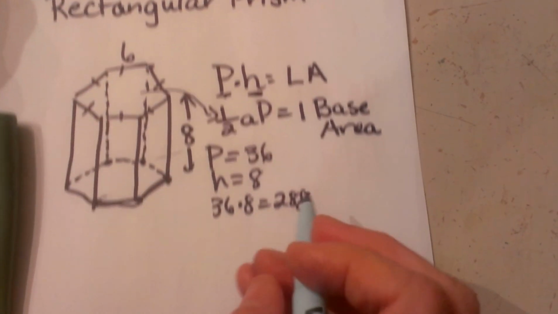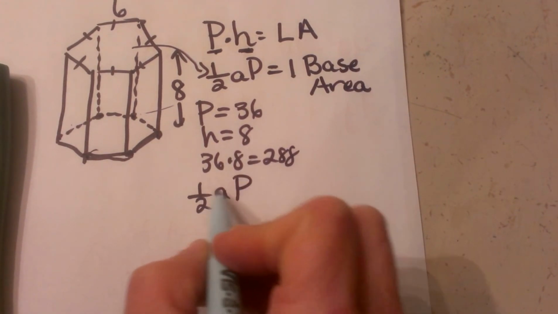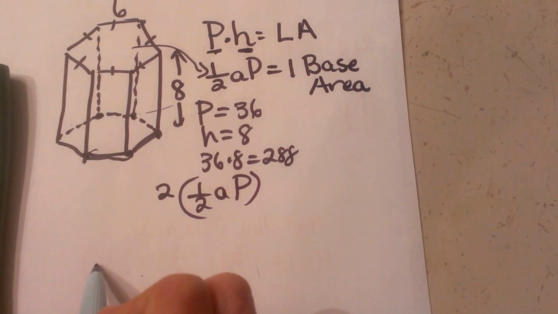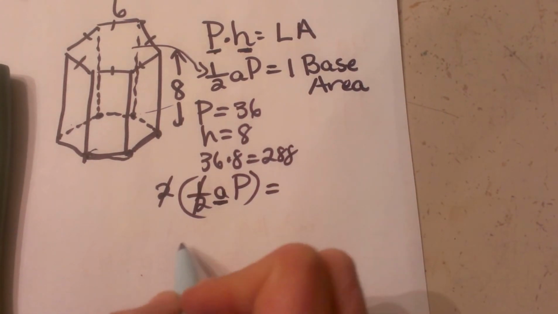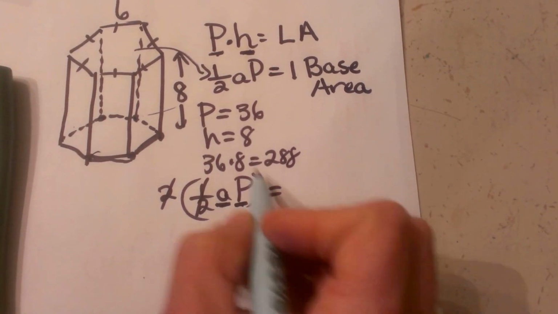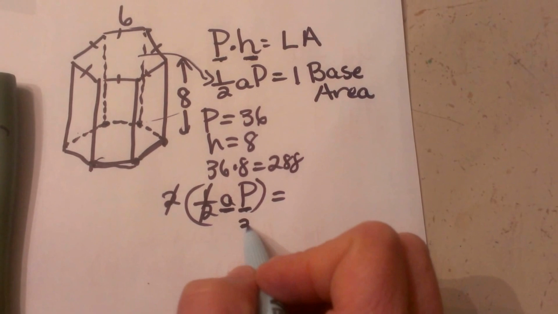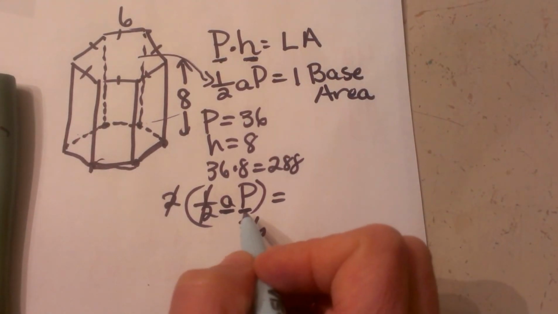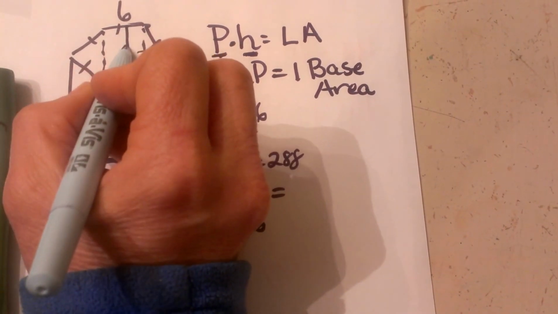So let's go down here. I'm going to do 1/2, where A is apothem and P is perimeter, but then I'm going to double it. So when I double it, this half just cancels out. So really all I need to do is take my apothem times my perimeter, and that gives me both base areas. Well, my perimeter, I've already figured that out. That's 36. It's the same perimeter as I'm using up here. But I do need to know my apothem.